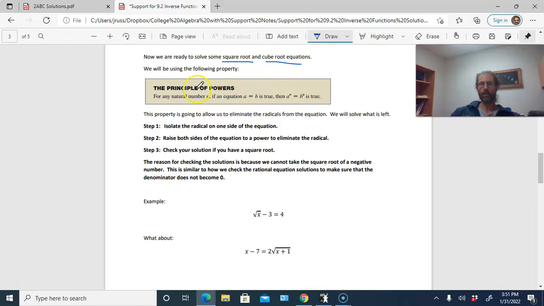All right, and we're going to use this principle of powers. Okay. This just basically says, just like we did with those rational equations when we multiplied both sides by the same least common multiple, we can raise both sides of an equation to the same power. As long as we do it to both sides, the equation is still going to stay equal or balanced. So that's what this principle of powers tells us.